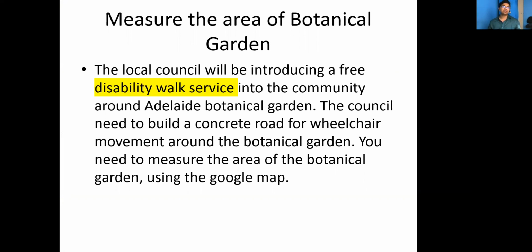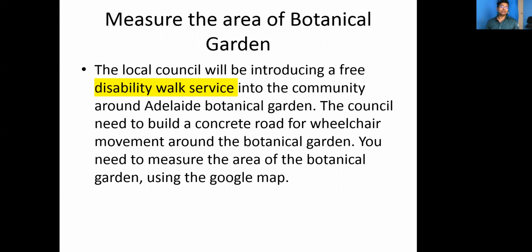So how can they make the access for wheelchairs? They need a concrete road. It's not too far, but it needs to be a concrete road, suppose around 1 meter width. That should be fair enough, 1 meter. Now, the council needs to build a concrete road around the botanical garden. So what do you need to know? You need to know the area, because the council needs to estimate depending on your calculation.